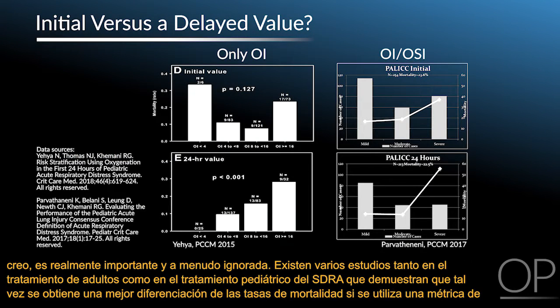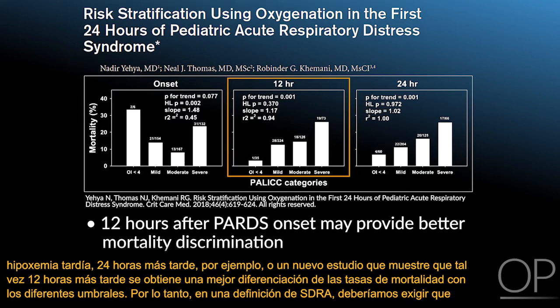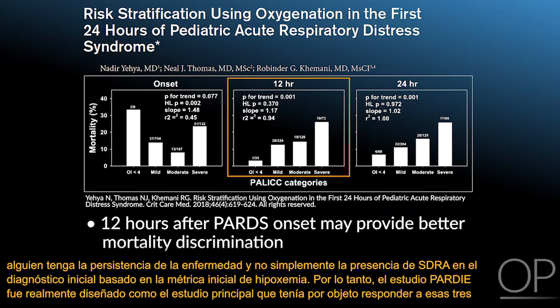And then the timing issue, I think, is really important and often ignored. There are several studies in both adult and pediatric ARDS management that perhaps you get better discrimination in mortality if you use a delayed hypoxemia metric, 24 hours later as an example, or a new study showing maybe 12 hours later that you get better discrimination of mortality with the different cut points. So should we require in an ARDS definition that somebody has the persistence of the disease and not simply the presence of ARDS at the initial diagnosis based on that initial hypoxemia metric?